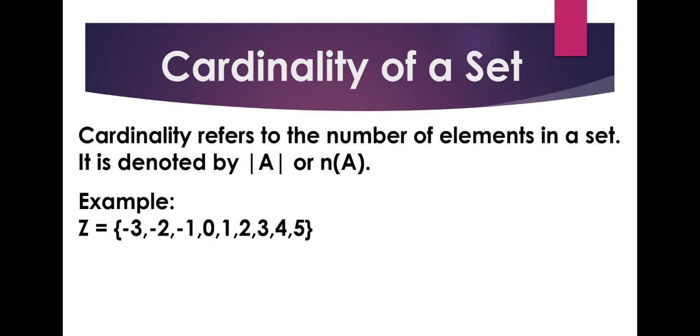Let's say, for example, meron tayo ditong set Z. So, bilangin nyo, ilan yung element sa set natin? We have -3, -2, -1, 0, 1, 2, 3, 4, 5. So, ilan lahat yon? 9. So, that means ang cardinality ng set natin is equal to 9. So, pag sinulat nyo lang yon, kung ano yung name ng set natin, yun yung gagamitin na letter, lagyan nyo lang ng 2 guhit sa front and back. That means cardinality na yon.